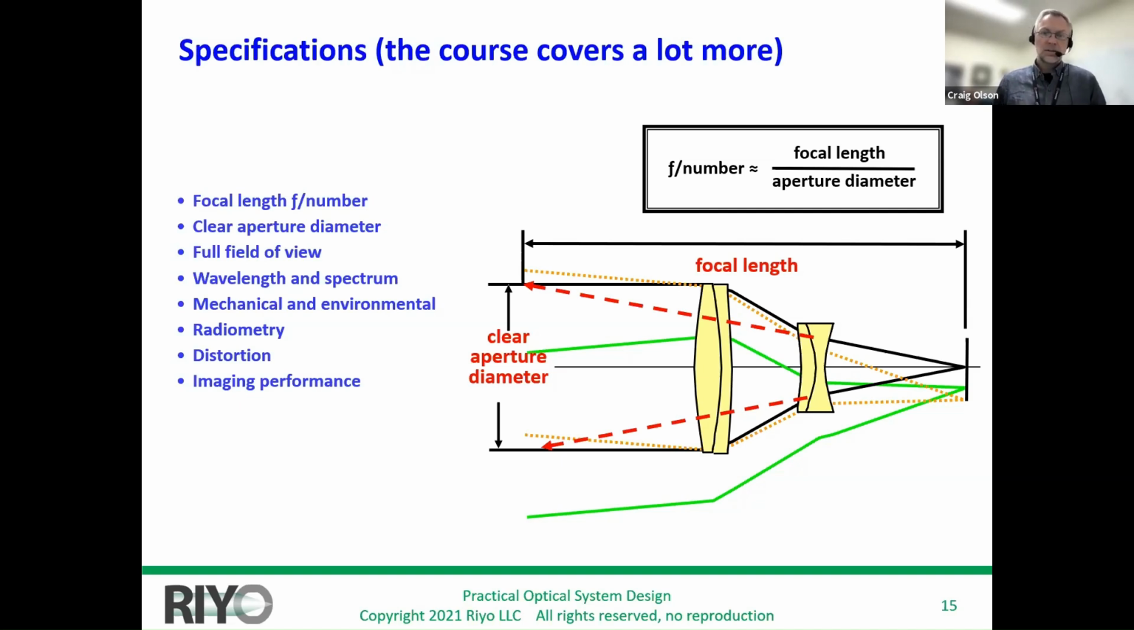Am I imaging in the dark? Is it infrared? Is it full daylight? Distortion is always one that's forgotten until the very end, so it's important to consider that. And just generally, what kind of imaging performance do I need? Am I Hubble Space Telescope quality, or can I get away with like a photographic quality lens? So we talk a lot about specifications and what's important to cover when you're dealing with a system.